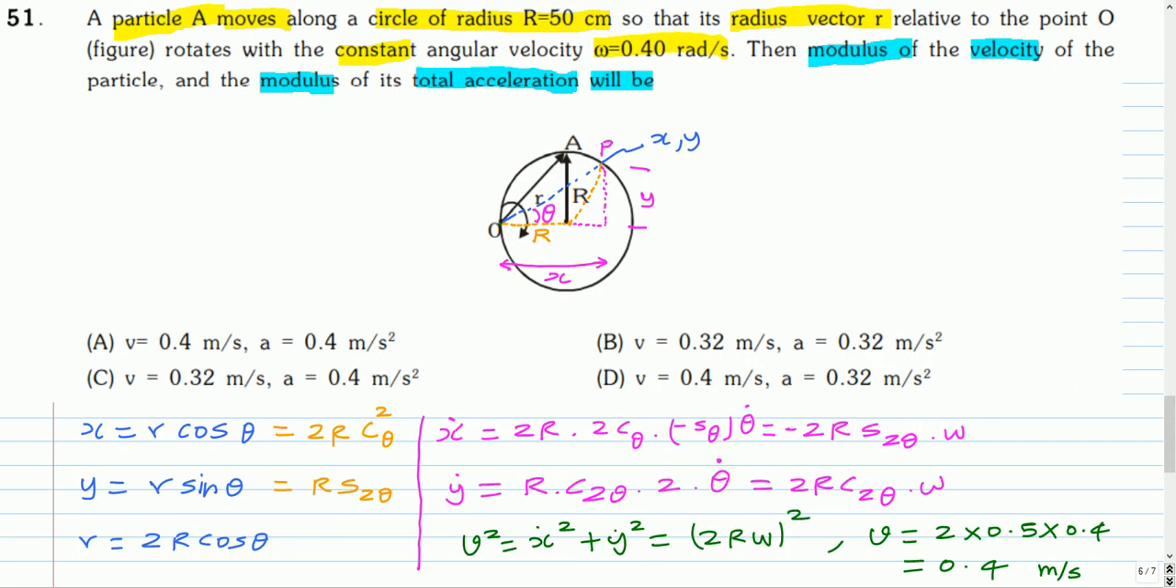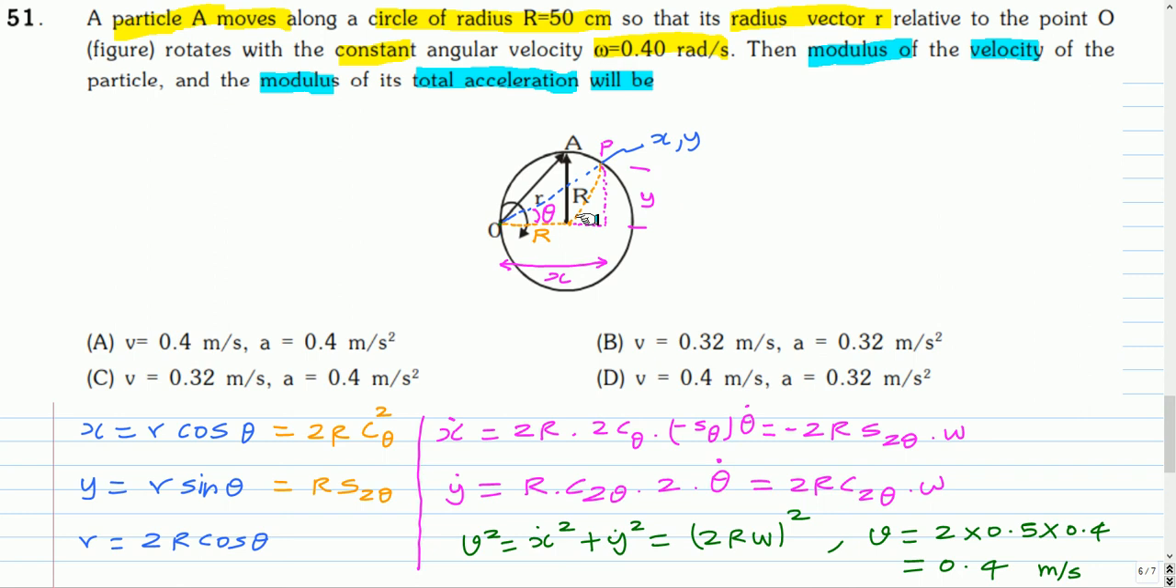This is the next question. A particle A moves along a circle of radius 50 centimeters so that its radius vector relative to point O rotates with a constant angular velocity of omega 0.4 radian per second. The modulus of velocity of the particle and the modulus of the total acceleration will be.